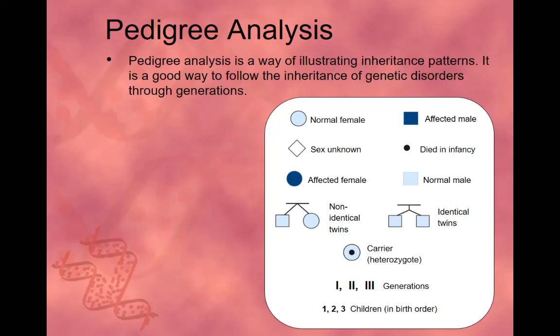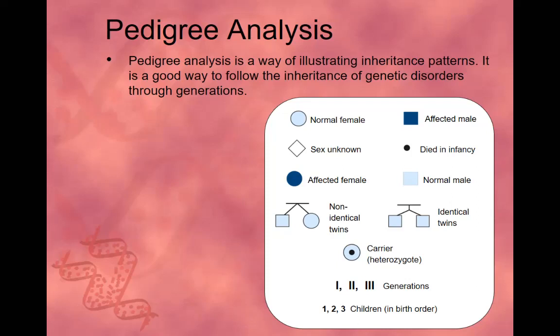An affected individual is somebody who has the trait. That doesn't necessarily mean it's a bad trait. I think we often associate the word affected with a disease or some sort of illness, but affected simply means that we have a particular trait that we're examining. And so then that's typically going to be shaded in or some darker color versus the normal, which is going to be non-shaded in or some lighter color.